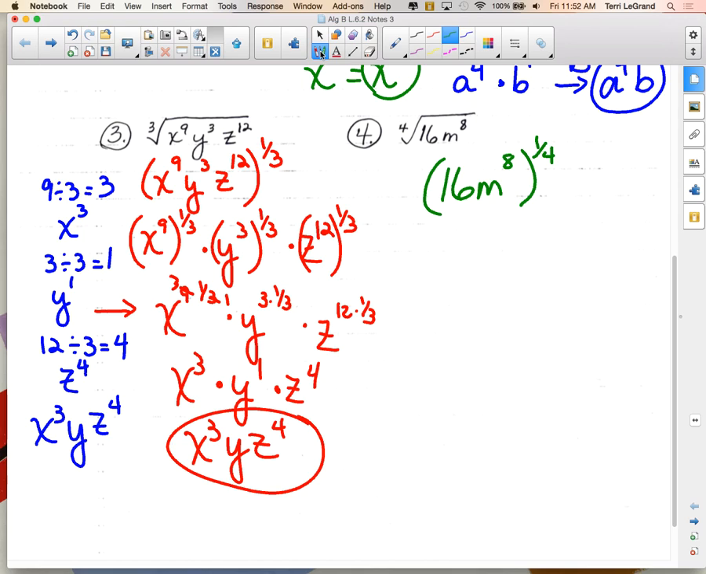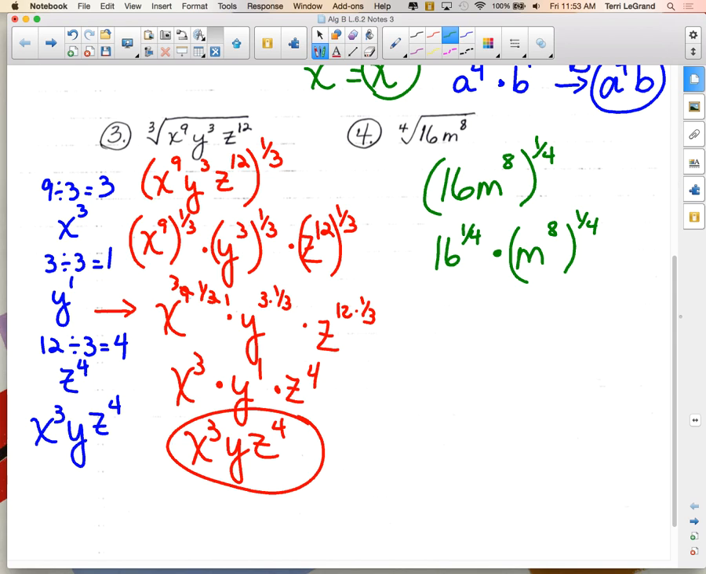So Michaela, don't you give 1/4 to each factor? Okay, so what? 16 to the 1/4, and then m to the 8 in parentheses to the 1/4. There we go. We have a product to a power. Each factor of that product, 16 is a factor, m to the 8 is a factor. We give each factor its own exponent of 1/4.